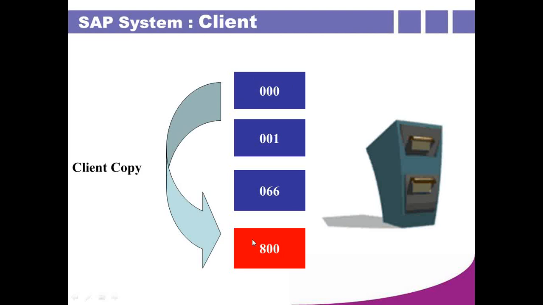In that kind of situation, we will do the client copies. But from the business point of view, development, quality and production systems, it is a one-time activity only, during implementation. But client settings are regular things, we need to check them.